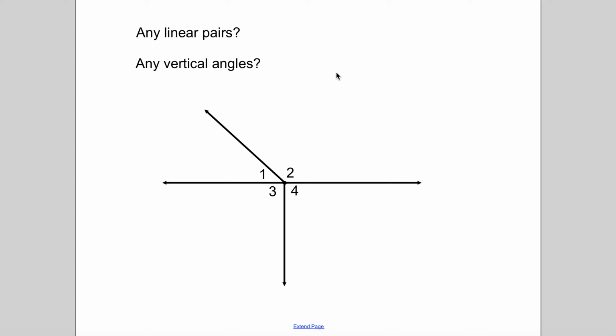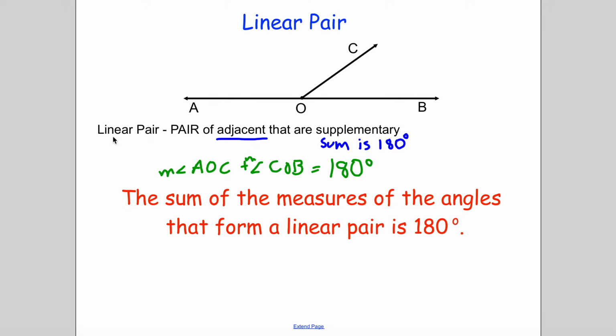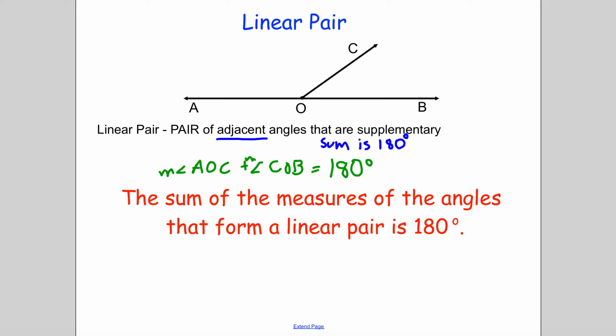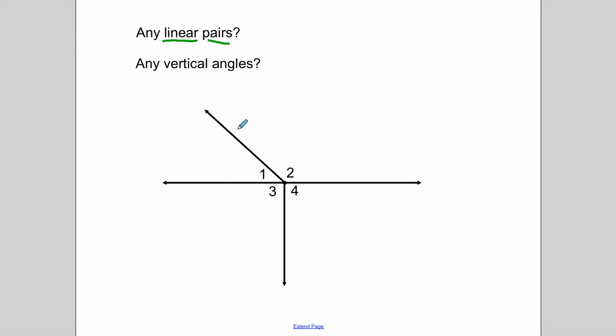Okay, hopefully you've had some time to do that. Let's talk about this. Let's do the linear pairs first. Well, we need to remind ourselves first what the definition of a linear pair is in order to answer this. What is the definition of a linear pair? Well, as we saw up here, I'm going to go back a slide. A linear pair is a pair of adjacent angles. That should say angles. A pair of adjacent angles that are supplementary. So, do you see any adjacent angles that are supplementary whose sum is 180?